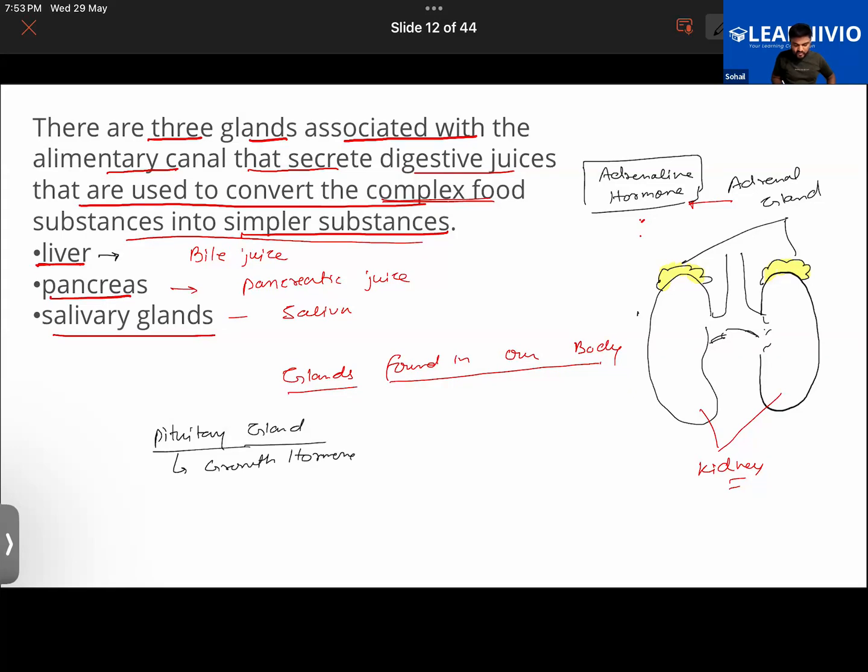It releases the growth hormone. In some people, if this growth hormone is released too much, they will become giants. They can have a height of up to 7 feet, even slightly more than 7 feet. The hands, legs, and body will be very big. While in some cases, if this hormone is not secreted in the required amount, they will be dwarfs.